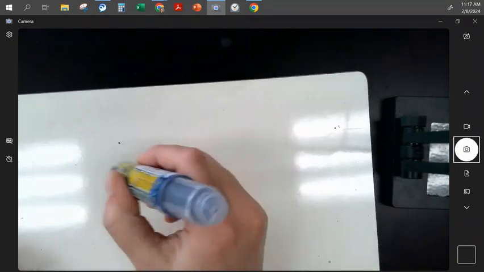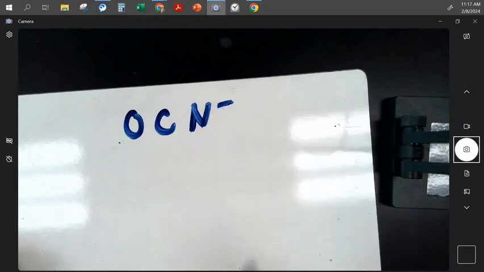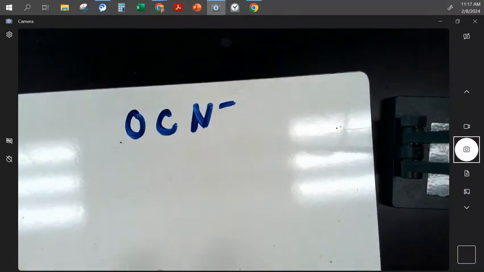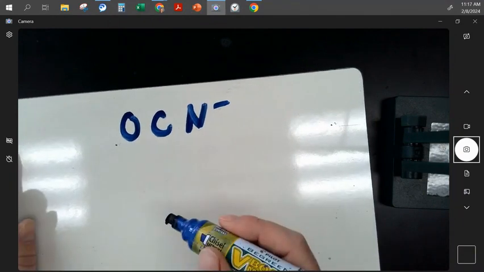All right, we are going to draw this molecule. It says OCN minus. Luckily, this one is in the order that they go in. That's not always true, but this one works out.